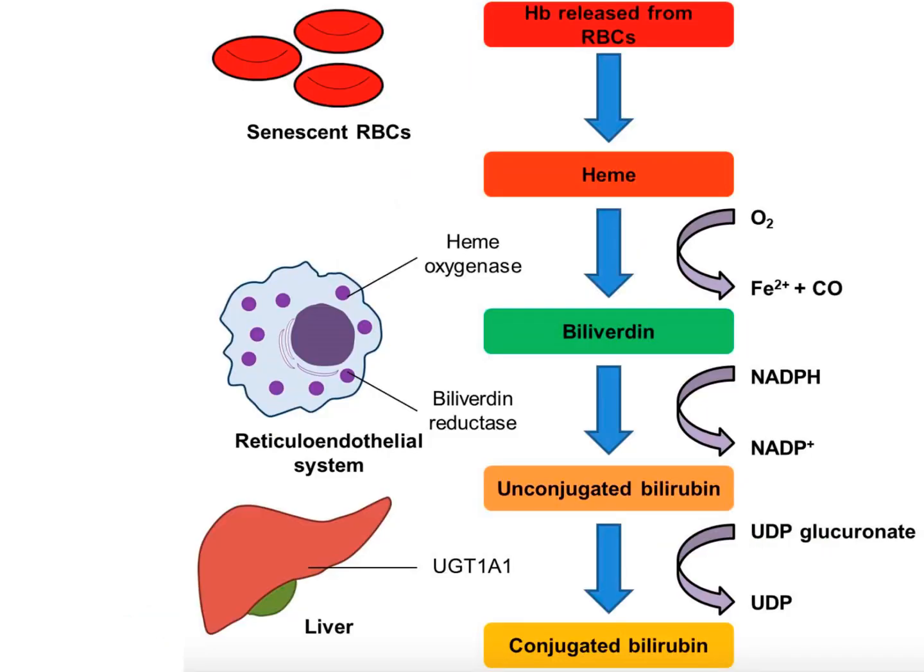Now, this represents the metabolism of heme. Heme is converted first to biliverdin through a heme oxygenase, and that compound is then converted to bilirubin through the biliverdin reductase. The bilirubin is then transported to the liver combined to albumin. In the liver, it is acted upon by a glucuronide transferase to become conjugated bilirubin.